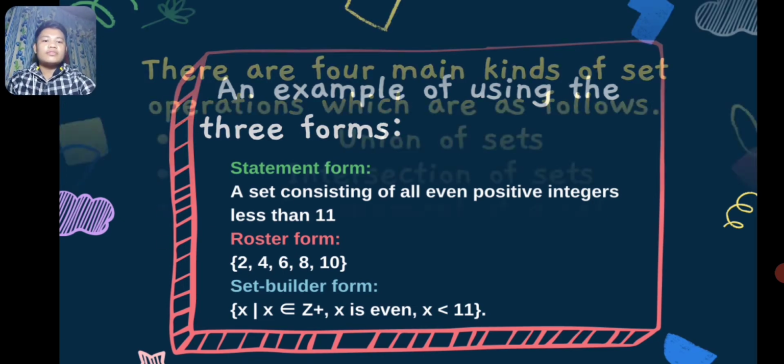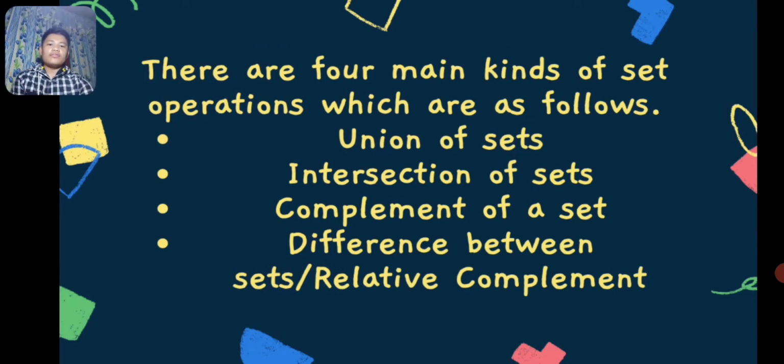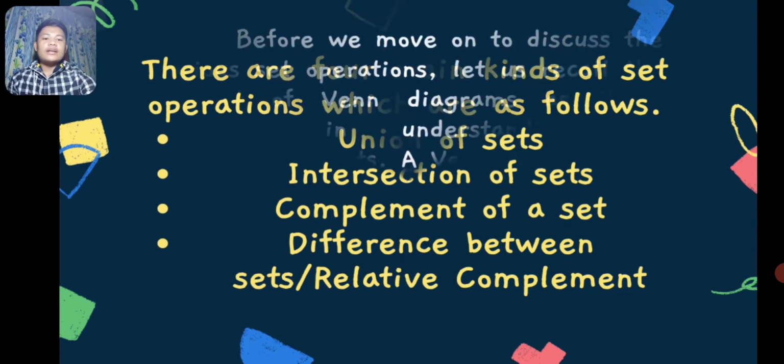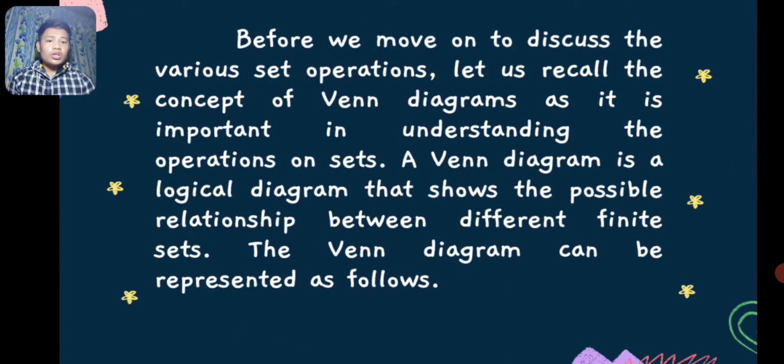Next, there are four main kinds of set operations, which are as follows: union of sets, intersection of sets, complement of a set, and difference between sets or relative complement. Before we move on to discuss the various set operations, let us recall the concept of the Venn diagram, as it is important in understanding the operations on sets. A Venn diagram is a logical diagram that shows the possible relationship between different finite sets.